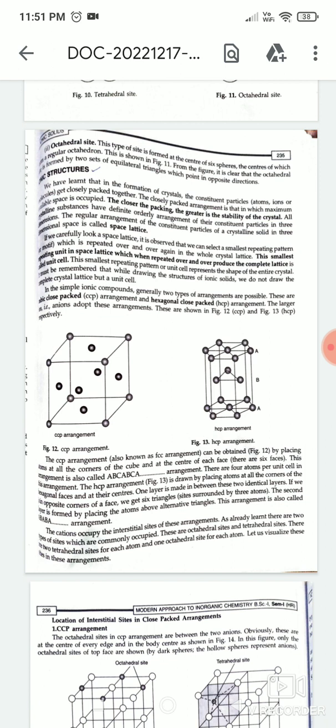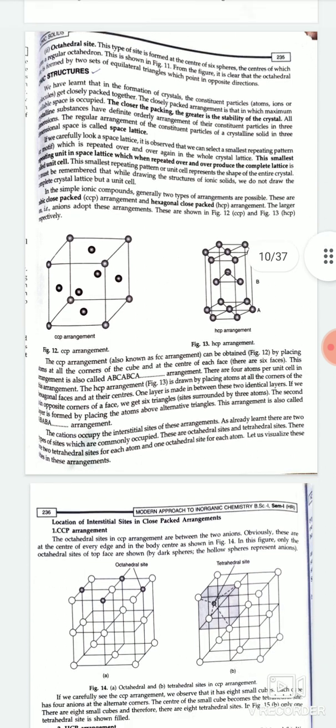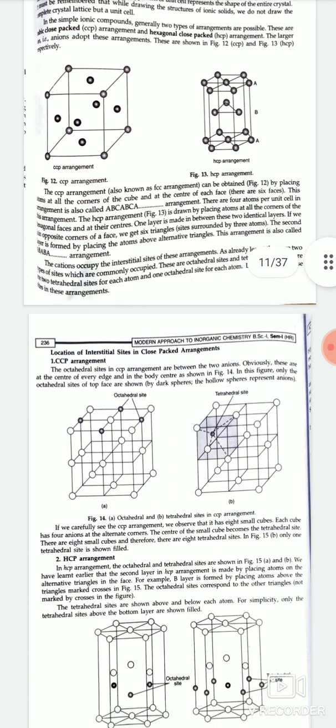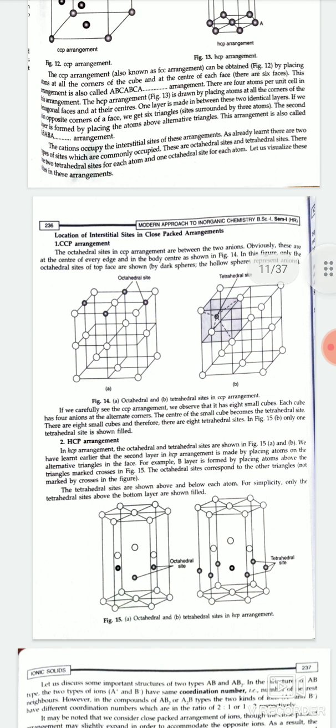The cation occupies the interstitial sites of these arrangements. As already learnt, there are two types of sites which are commonly occupied. These are octahedral sites and tetrahedral sites. There are two tetrahedral sites for each atom and one octahedral site for each atom. Let us visualize these sites in these arrangements. Location of interstitial sites in close packed arrangement. First is the CCP arrangement.